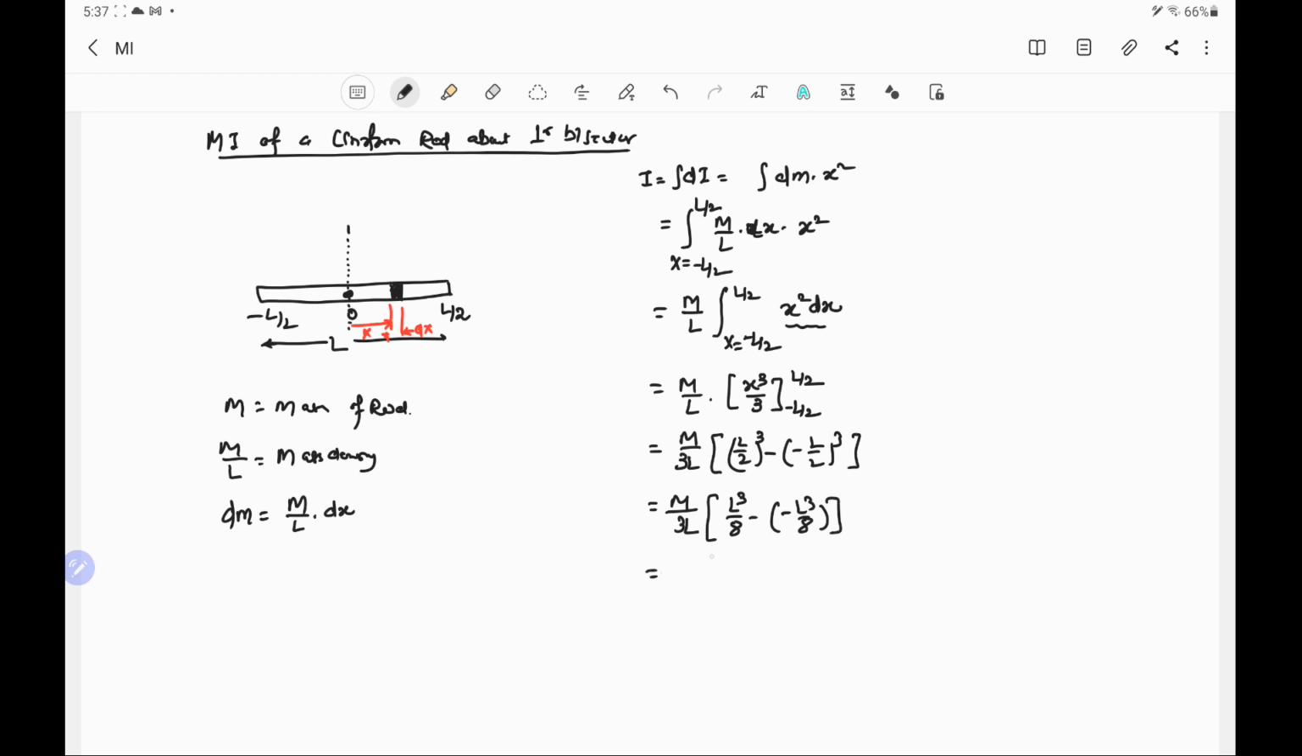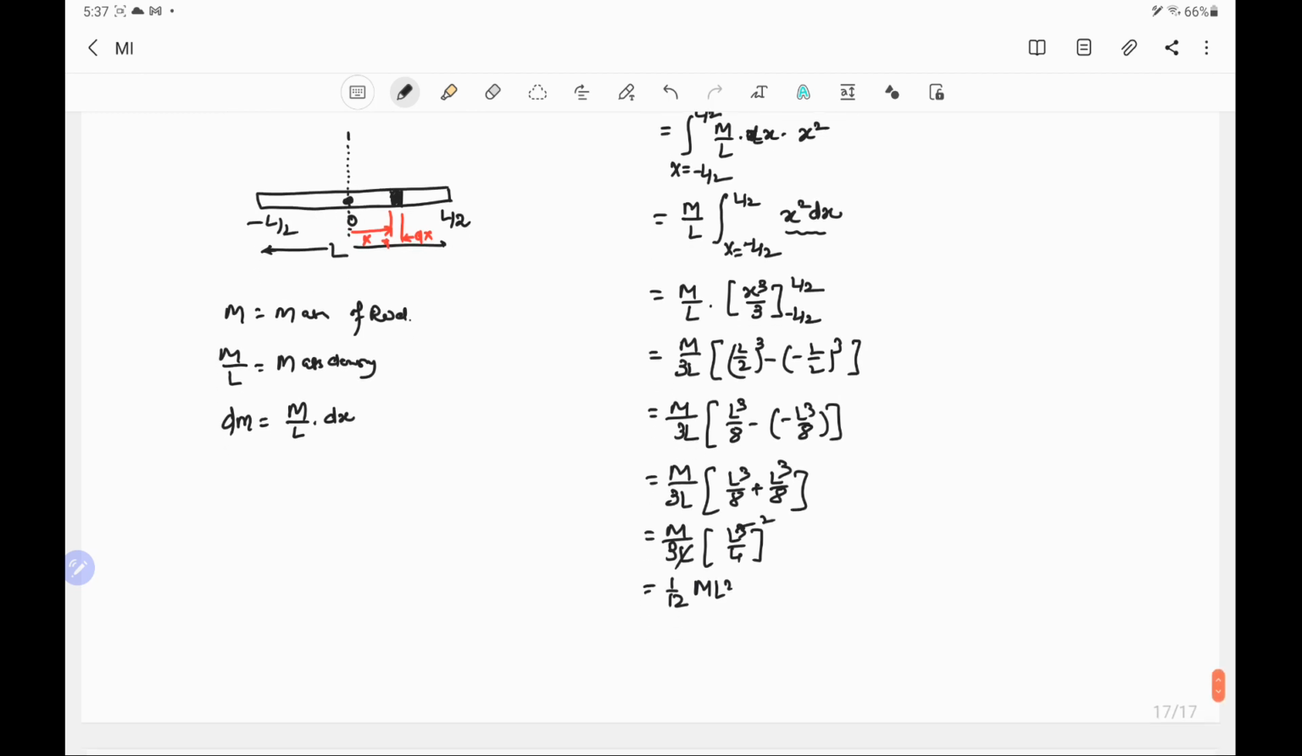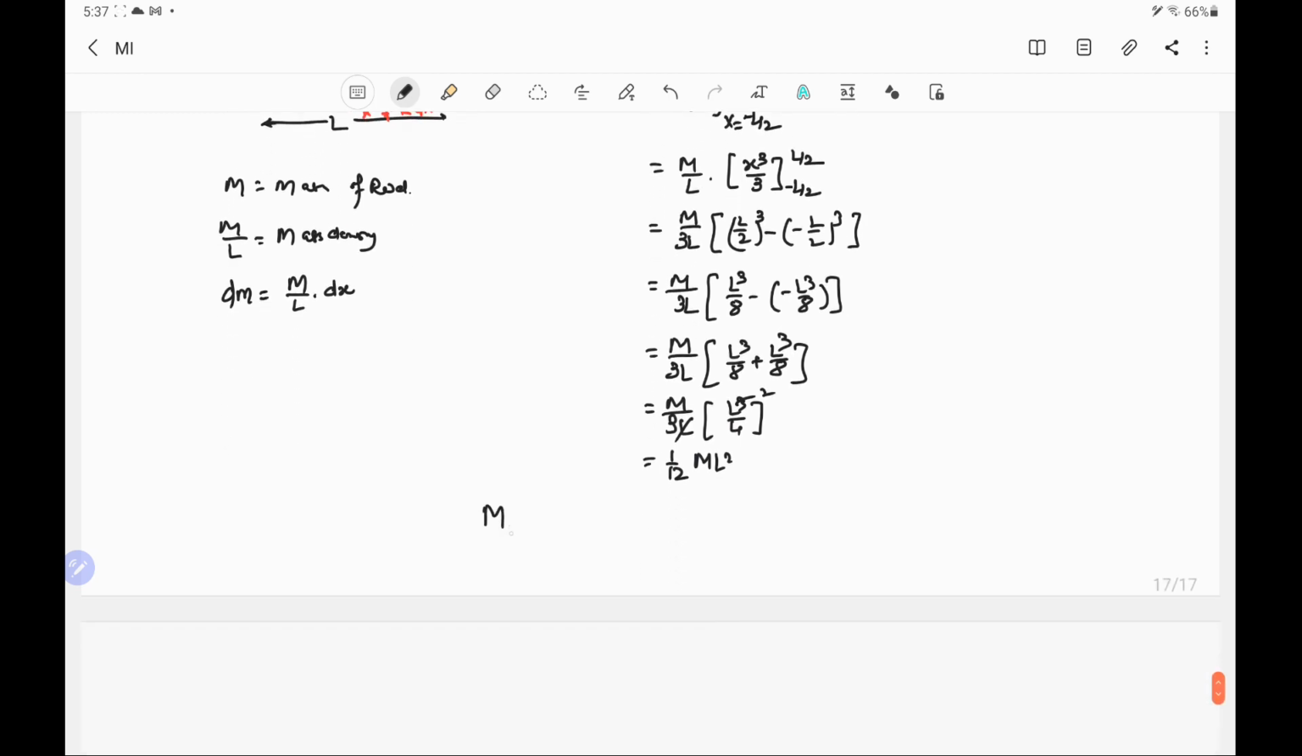Opening the bracket, this minus becomes plus, and we get L cube by 8 plus L cube by 8. Adding, it results in L cube by 4. One L we cancel, so it will be L square. That means 3 into 4, 1 by 12, 1 by 12 m L square. That means moment of inertia of a rod about its perpendicular bisector will be 1 by 12 m L square. Important formula to be memorized.